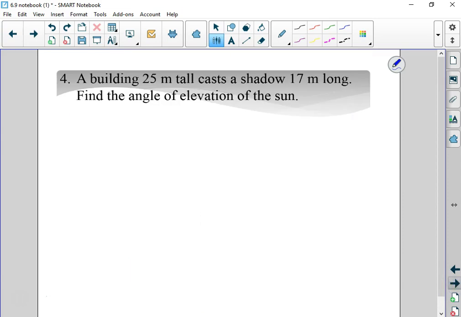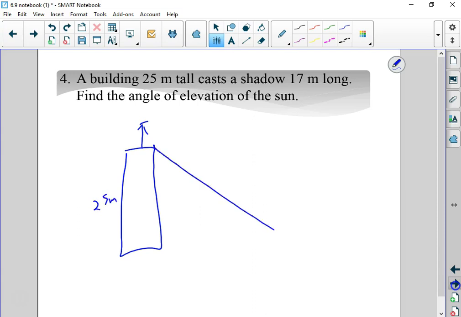A building, 25 meters tall. I'm going to draw one of my Greek buildings again. I don't know, an antenna on the top. How about that? It's 25 meters tall. It has a shadow 17 meters long. So the shadow is the length down there on the ground. Okay, this is the shadow down here.